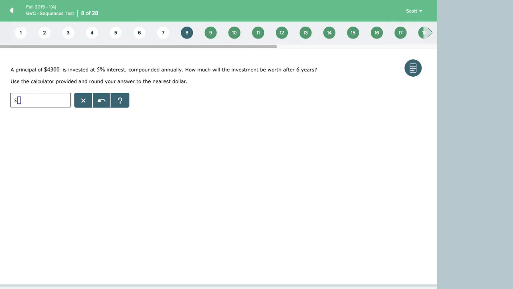Number 8. A principal of 4,300 is invested at 5% interest. So we see here this is going to be compound interest. Okay, so our compound interest looks like this. Y equals the principal times 1 plus, or minus if it's going to go down, and then we put the percent up there and the number of times it's compounded, with that same number there times the number of years. And this is in that paper I gave you.